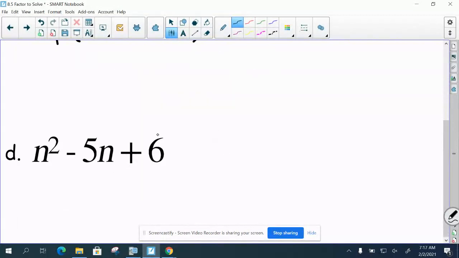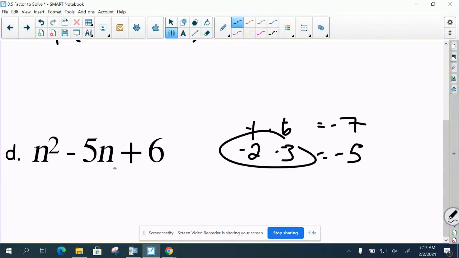So for this one, let's see. This one is tricky because 1 and 6 and 2 and 3 both could combine to be -5, but you need to remember that if this is plus, they will both have to be negative. So if these are both negative, that would give us -7. If these are both negative, that would give us -5. So these two are going to be the factors. So we'll have n minus 2 times n minus 3.